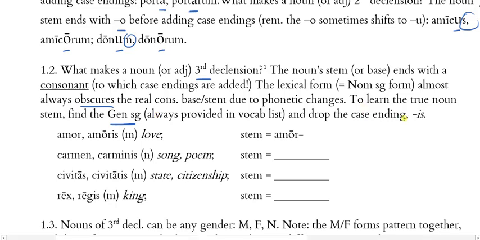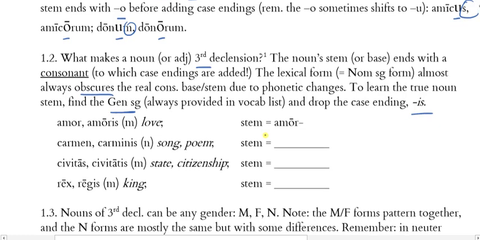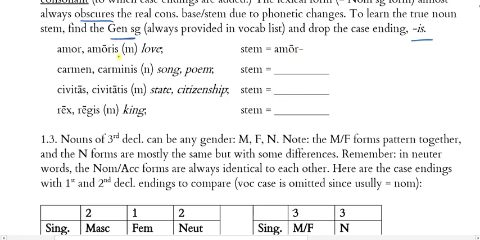You take the genitive singular form and you drop the case ending is, which is the genitive singular third declension case ending. So as an example here, I've got three nouns, amor and amoris. This is a masculine third declension noun. It means love. The genitive is always the second form. I'm going to drop this is case ending, and I'm left with the stem amor. Now, in this situation, the lexical form and the stem look the same.